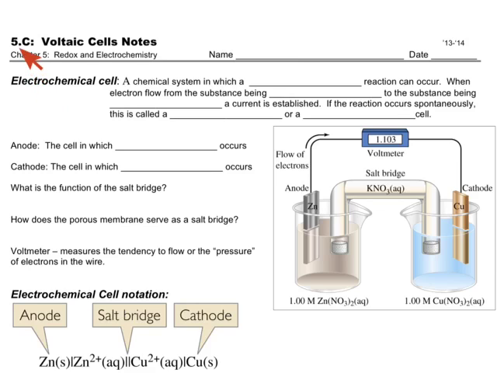Fill in your notes in section 5C as you watch this video. In this section, I am going to define what an electrochemical cell is and explain how it works. An electrochemical cell is a chemical system in which a redox reaction can occur. When electrons flow from the substance being oxidized to the substance being reduced, a current is then established. And if the reaction occurs spontaneously, this is called a voltaic or a galvanic cell.